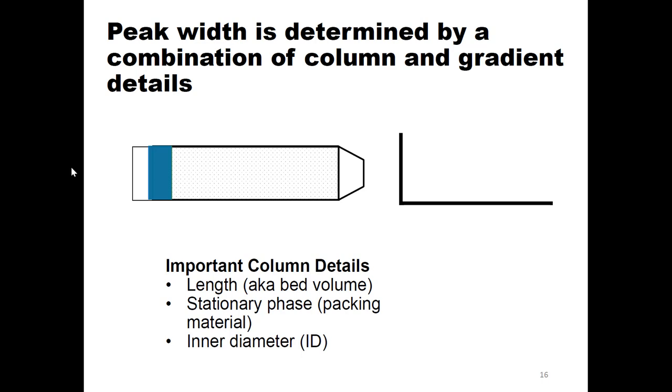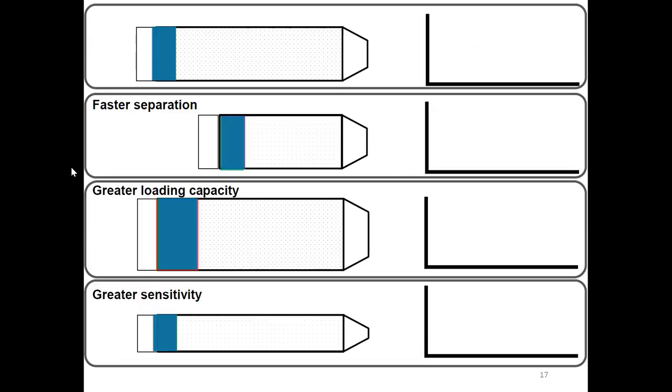The three things about your column itself are the length, how long the column is. Usually you're packing this yourself, so maybe sometimes it's 20 centimeters and sometimes it's 25, and it varies in between. Then the stationary phase, what material you're putting inside the column, and finally how wide that column is. I think a lot of labs fix how wide their column is. Everyone uses the same type of column, and usually the same stationary material in a given lab, but the length of your column is probably the thing you have the most control over as an experimentalist.